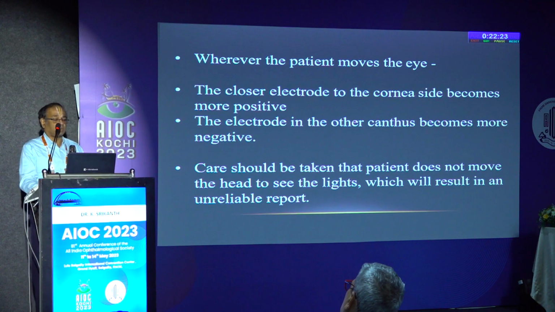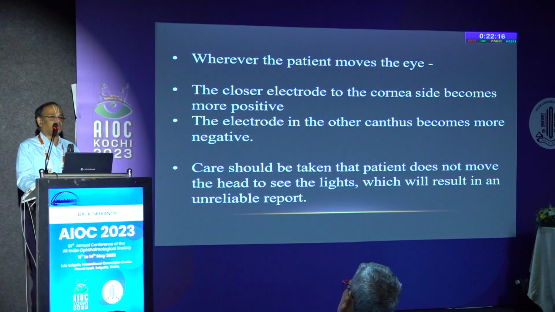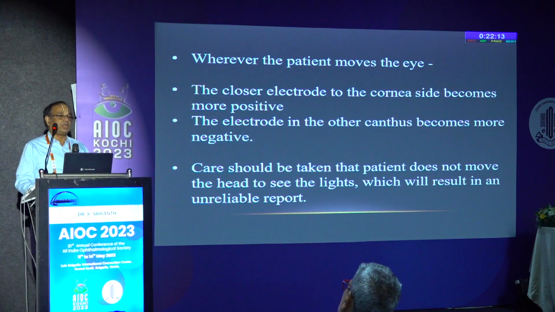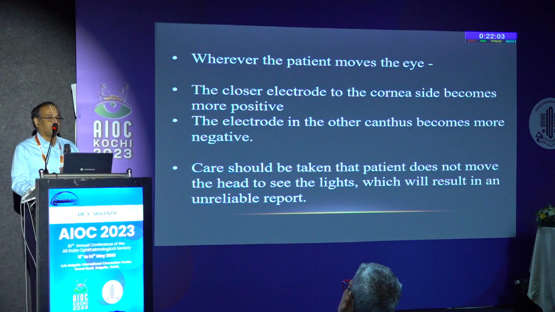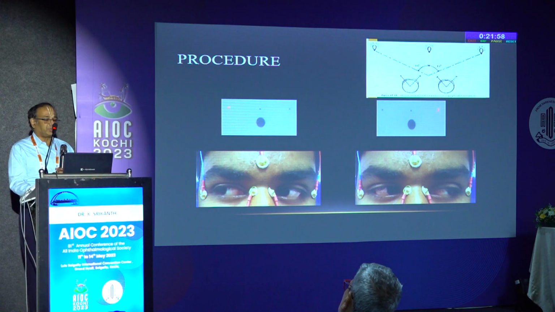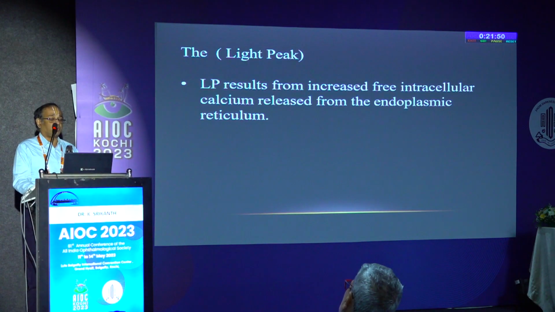The closer electrode to the cornea becomes positive, and the electrode on the opposite side becomes negative. So here care has to be taken. Two things are important. One is dilatation of the pupil. Second is the dark adapted state, whether it is properly done or not. And while moving, only the eyes should move, not the head. So you can see in this picture how the electrodes are kept and how the eyes are moved in each direction. So we see what is the light peak and the dark trough.